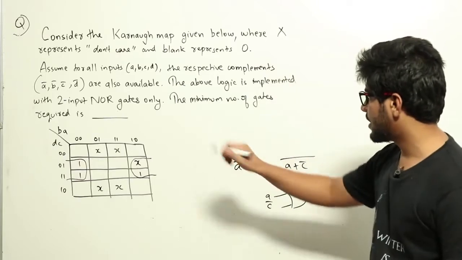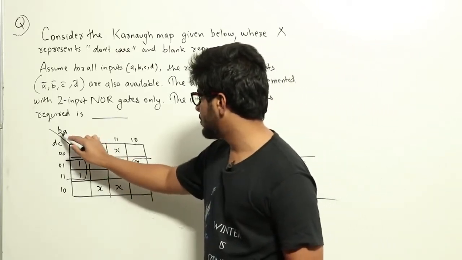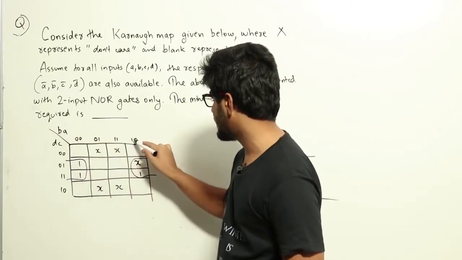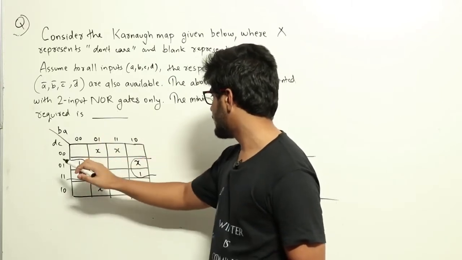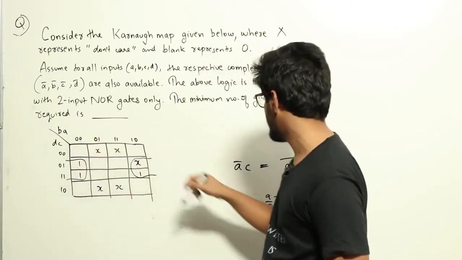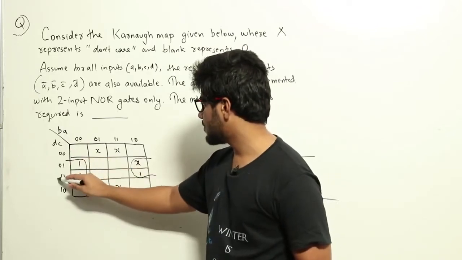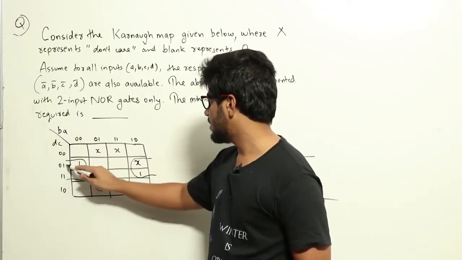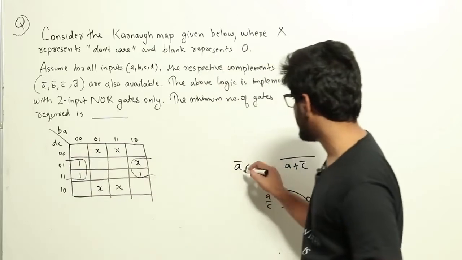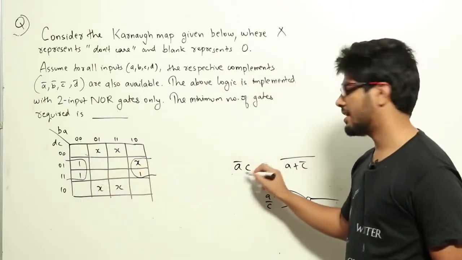Now we will find out what this actually is. If you look, the variable B changes from 0 to 1 here, so B is not the one which we have to take. A remains constant at 0, so we can write A complement. Now here D changes from 0 to 1, so D is not the one. C is constant, C is 1, so we can write C. So what I have drawn here, these four together, this is AC.